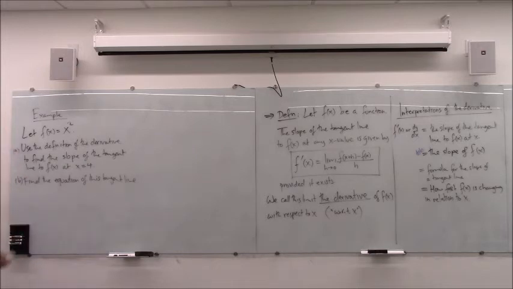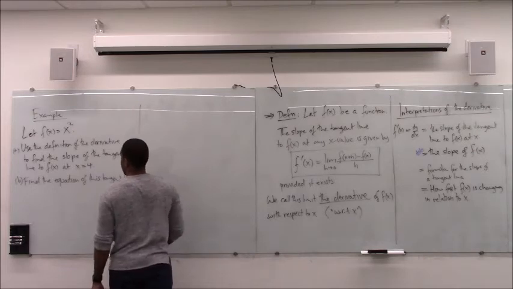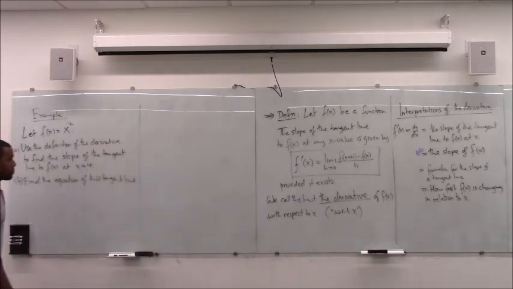I'm going to give you a formula. I'm going to ask you to use the definition to find the slope of the tangent line, and then I'm going to ask you to find the equation of the tangent line. So here we have y equals x squared. Now you're going to go in and do that definition.